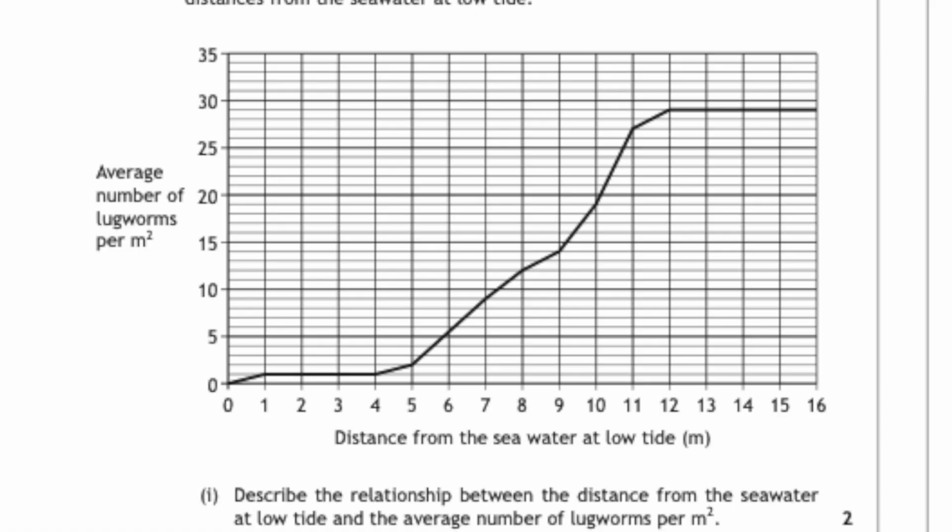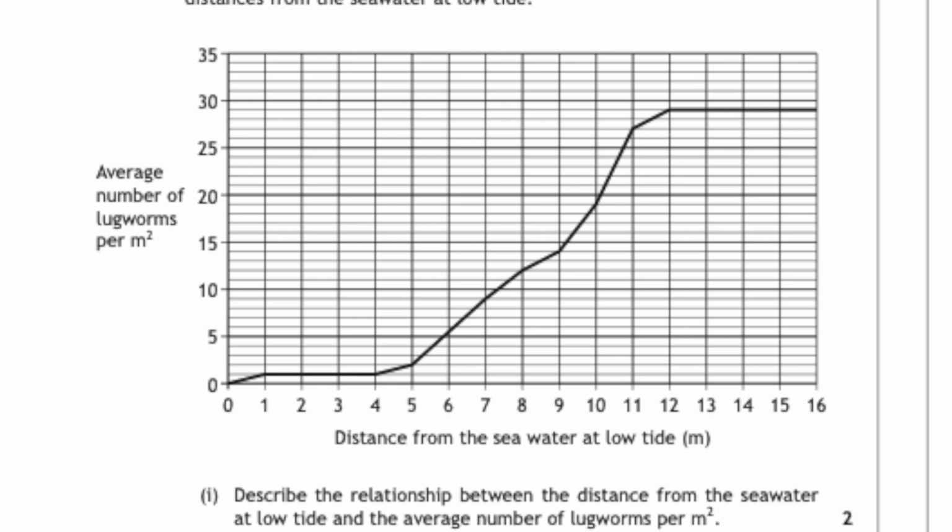Let's have a look at 2014 question 10. Lugworms live on the seashore in dark, moist burrows under the sand. The graph below shows the average number of lugworms at different distances from the seawater at low tide. Then you get a graph that's got distance on the bottom in metres and average number of lugworms per metre squared up the left from 0 up to 35.